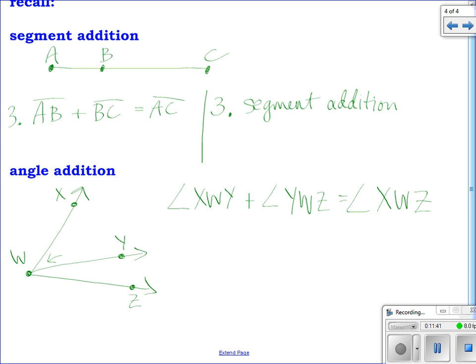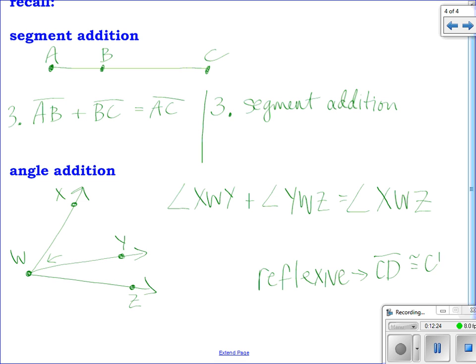Okay, you may also see reflexive. We learned this yesterday. Give me an example of what reflexive looks like. So give me something for an example. Nope. Good guess. That's reflexive. What if I had CD right here? Is congruent to CD. When something is congruent to itself, that's reflexive.